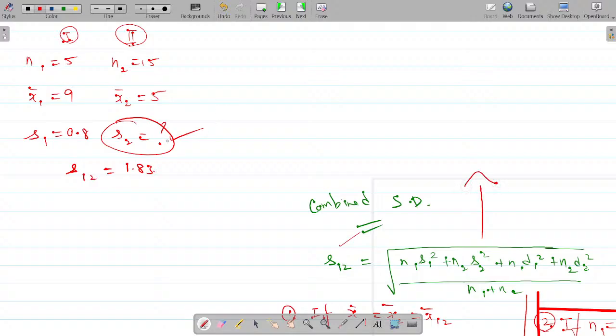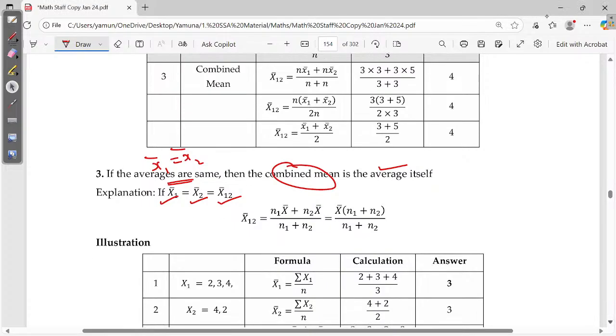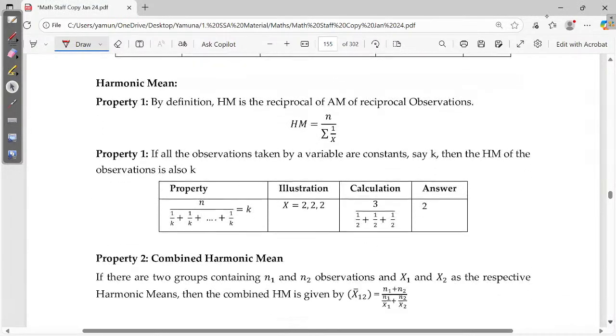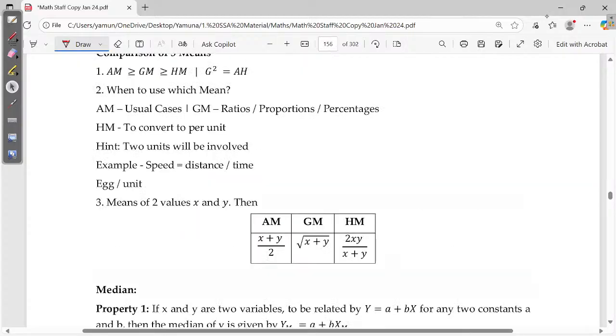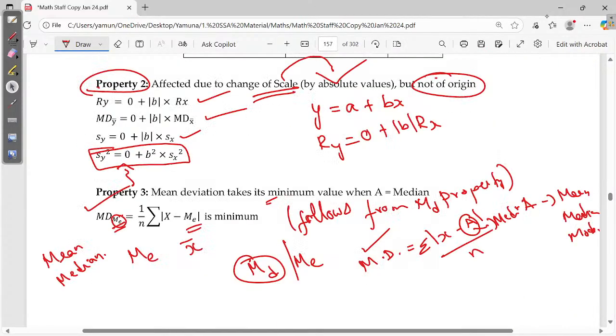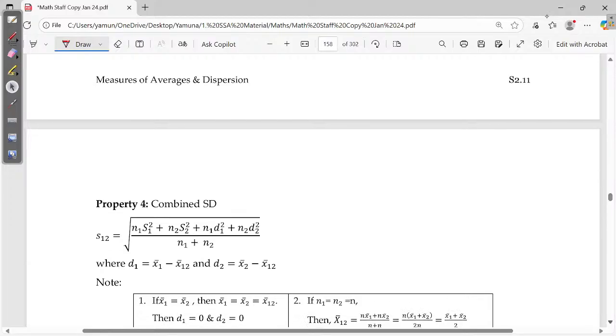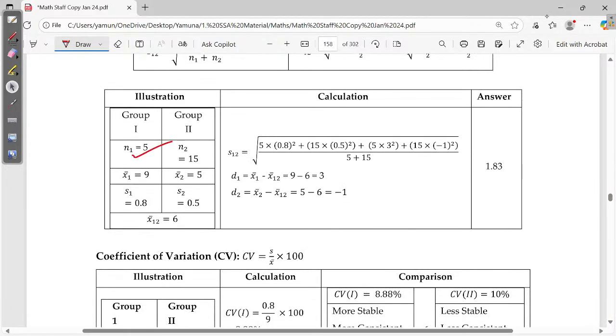So you can take this as an assignment. Actually, this problem is there in the material, where in single material you will be finding the other way, which means you will be finding the combined standard deviation. Okay. See, this problem only I gave you. See, 5, 15, 9, 5, 0.8. This is 1.83. We have to find this value, which means substitute all in the formula. Check whether we are getting 0.5. Okay, so you can try this.